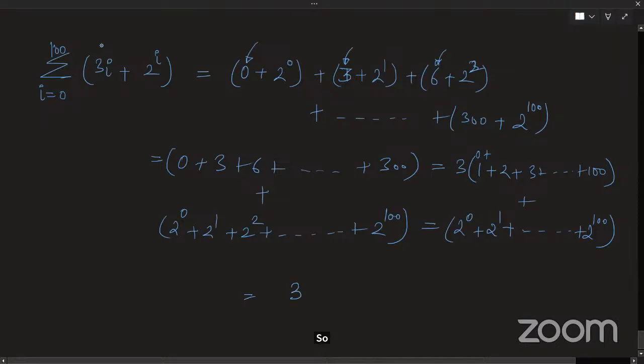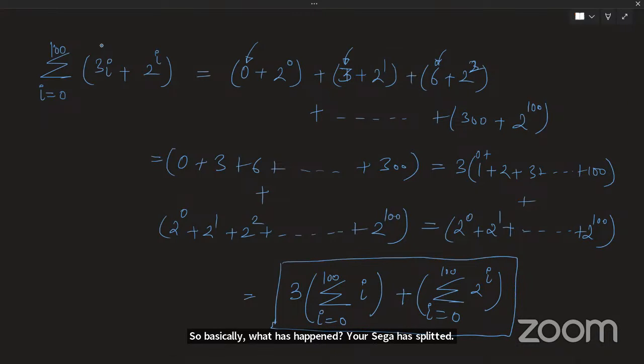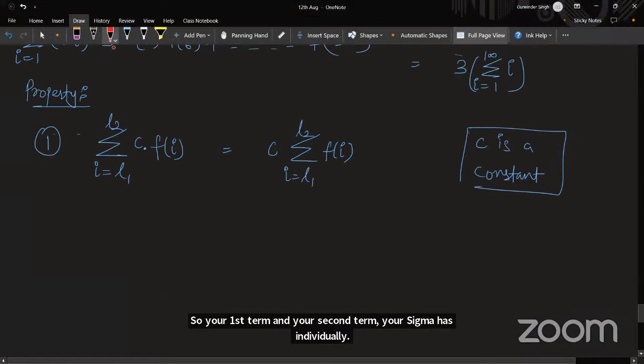So it is 3 times sigma I is equal to 0 to 100 times I plus sigma I is equal to 0 to 100, 2 raised to I. Right? So basically what has happened, your sigma has splitted. Your first term and your second term, your sigma has individually splitted. You get it?